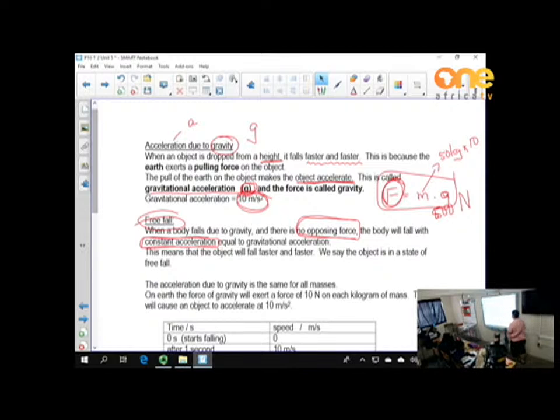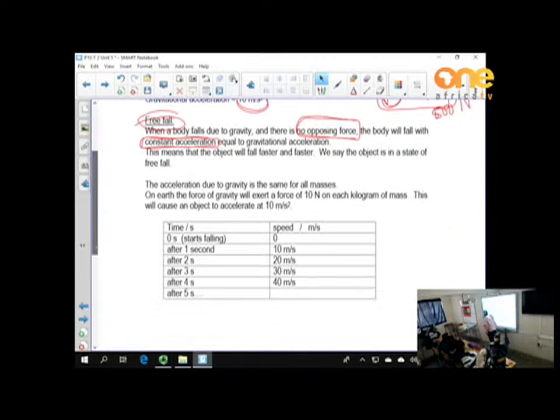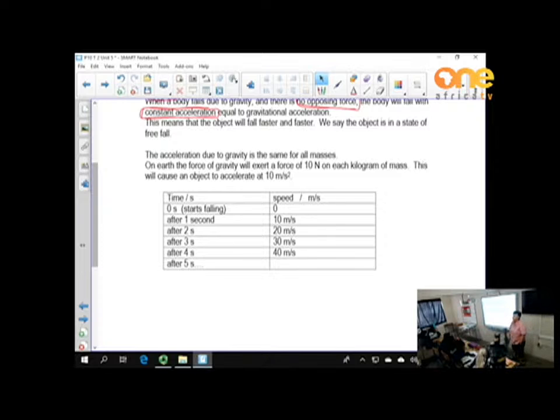Any opposing forces? No. So you will go faster and faster and faster. All right. The acceleration due to gravity is the same for all masses. If there was no air friction, and I took a feather and a lead sinker and I dropped them, what would happen? They would fall at the same rate. Does the Earth have eyes to see? Can the Earth see you and see the pencil and decide, oh, I'm going to have a stronger force on you than on the pencil? No. The Earth exerts a force on all objects that will make that object accelerate at 10 meters per second squared.